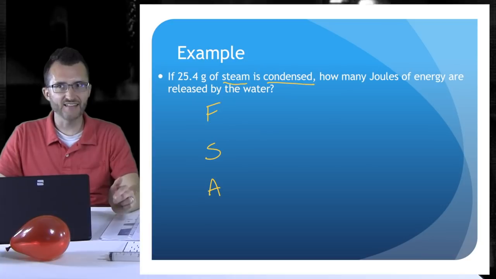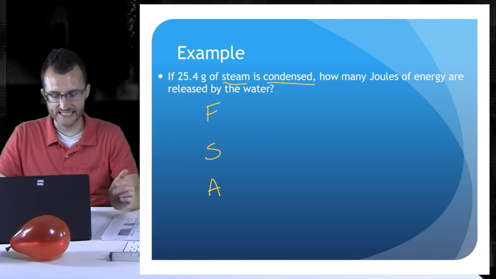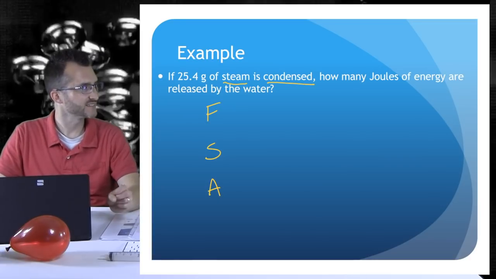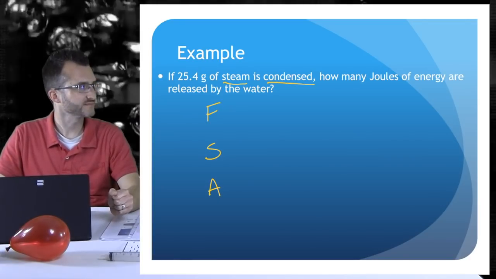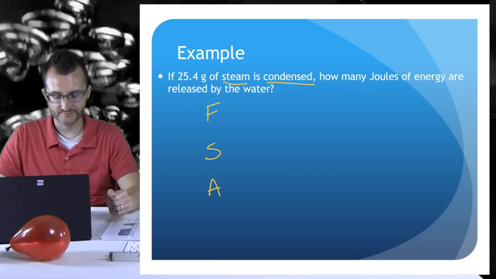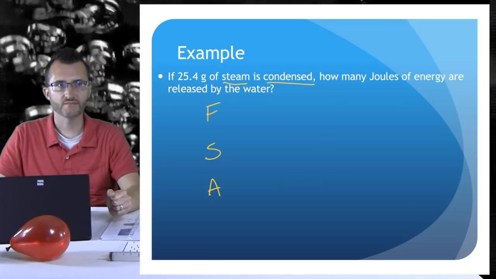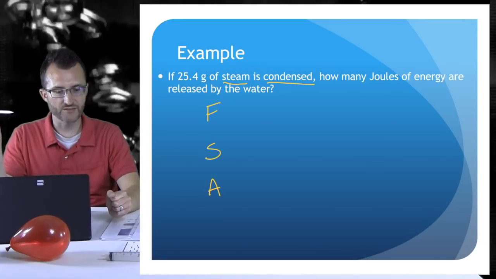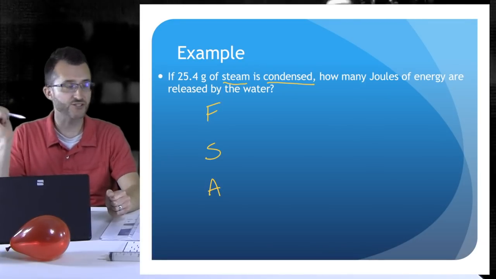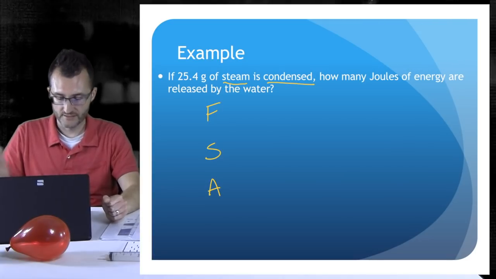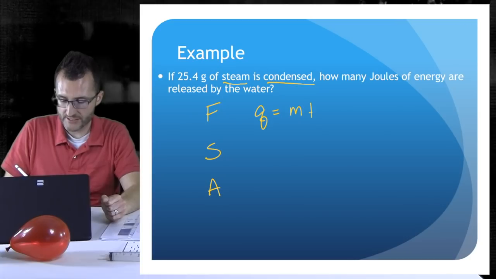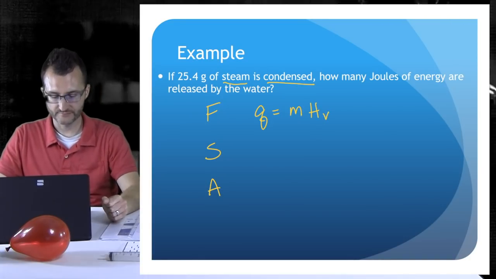Fusion is solid to liquid and vaporization is liquid to gas, so I'm not sure what to do with steam is condensed. Yeah, there's no word like vaporized here, right? But condensed is the opposite of one of those, actually. So what is condensation the opposite of? Condensation is gas to liquid, so that would be the opposite of vaporization. Okay, so then which formula are we going to use? Well, I guess we have to use Q equals mHv. Good. Now we can use that just because it is the exact opposite of vaporization.